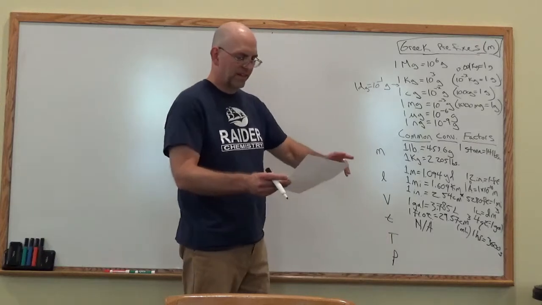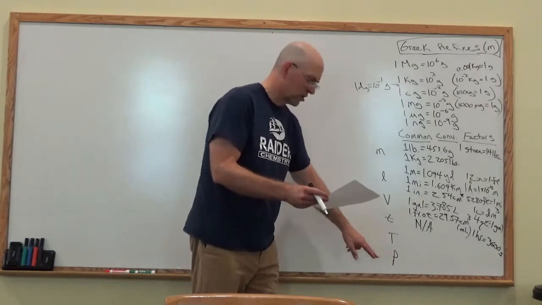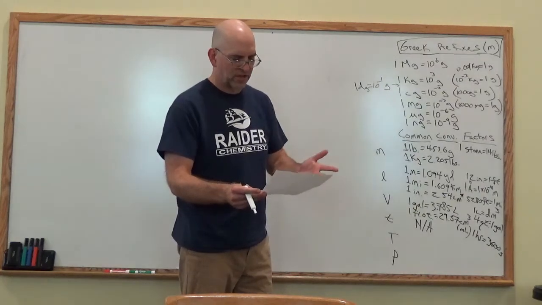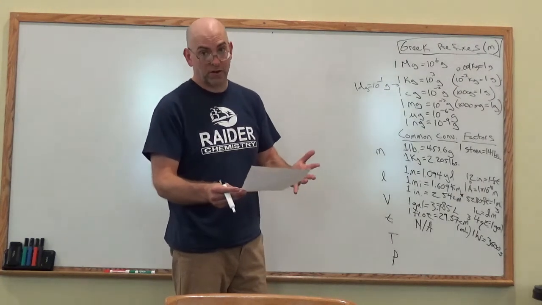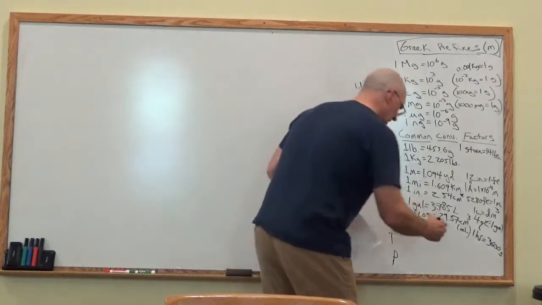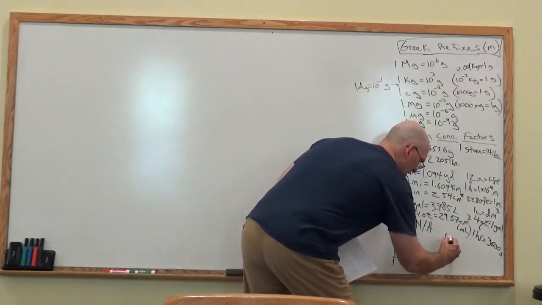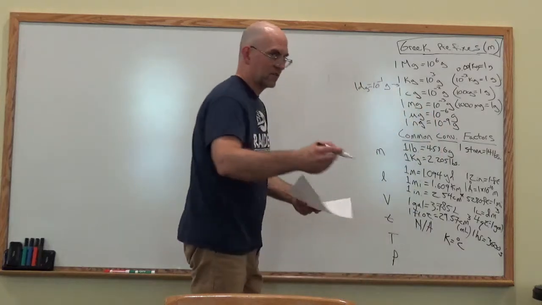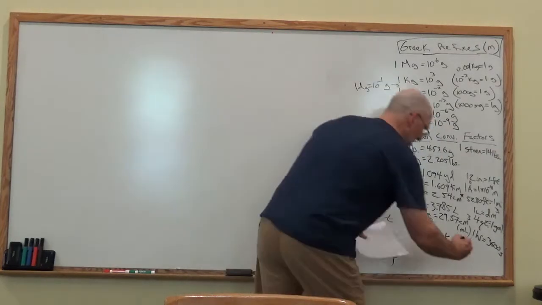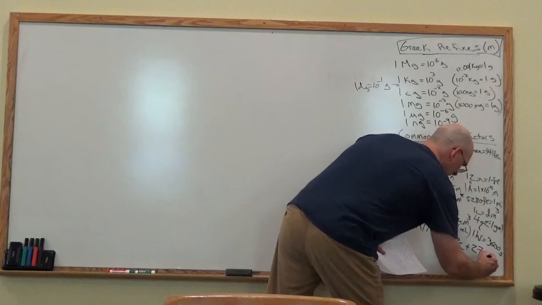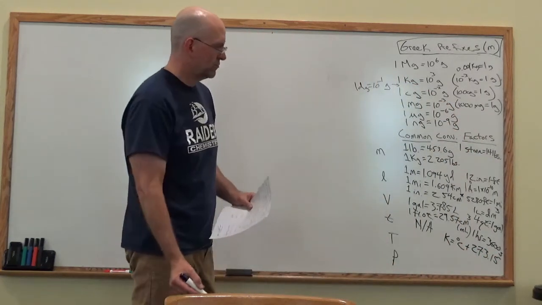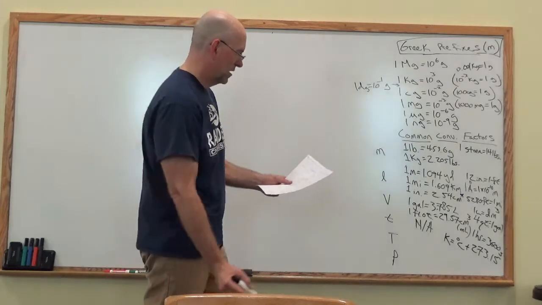Temperature, our base unit, is Kelvin. Pressure, we don't have a base unit because it's a combination of all kinds of other stuff, but there are some useful conversions to know. So Kelvin equals whatever the degrees Celsius is, like 20 degrees Celsius plus 273.15. I'm just showing you that now. We're going to do more of that later, and I'll show you where it comes from.